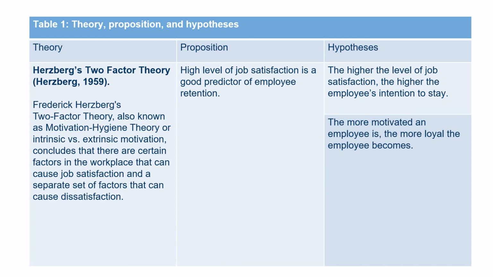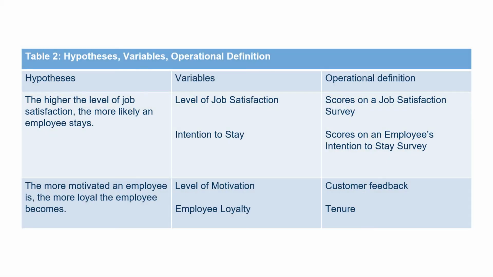And maybe your hypothesis might be that the higher the level of job satisfaction, the higher is the employee's intention to stay. Or the more motivated an employee is, the more loyal the employee becomes. So from theory to proposition to hypothesis. This time, let's try to convert our hypotheses to variables, and let's give an operational definition to our variables. So if the hypothesis, for example, is the higher the level of job satisfaction, the more likely an employee stays, our variables would of course be level of job satisfaction and intention to stay.